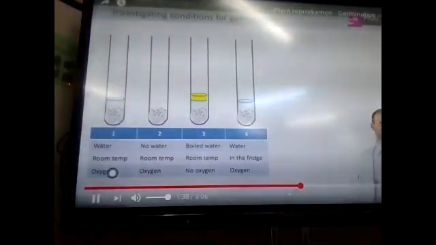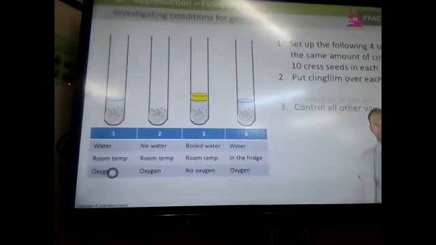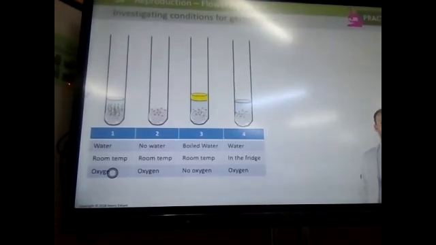And all with 10 cress seeds at the bottom. Put cling film over each tube and control all the other variables to make it a valid experiment. And you leave it for 5 days. And you set it up as shown in this table here. One with water, room temperature and oxygen. One with no water but room temperature and oxygen. One with boiled water and no oxygen. And one with water in the fridge and oxygen.